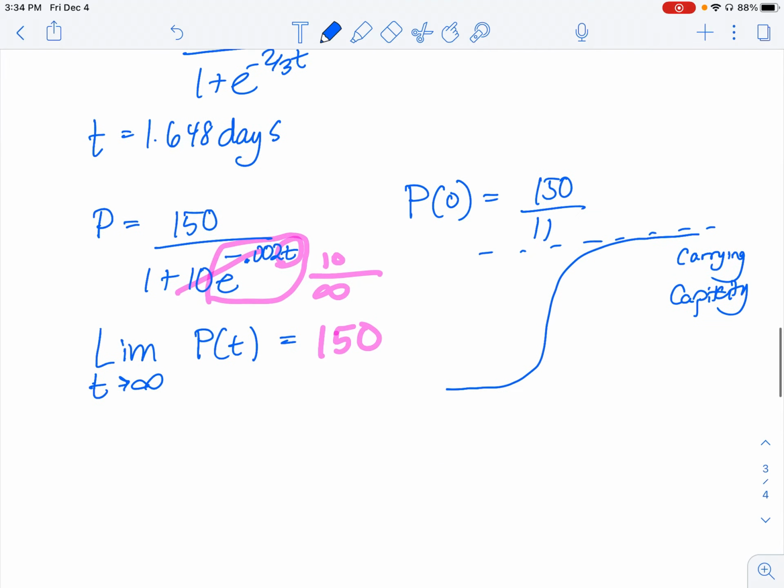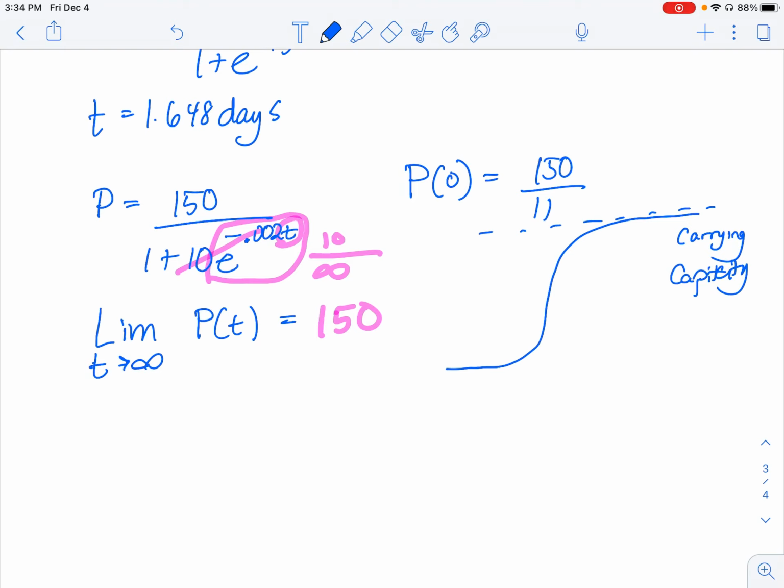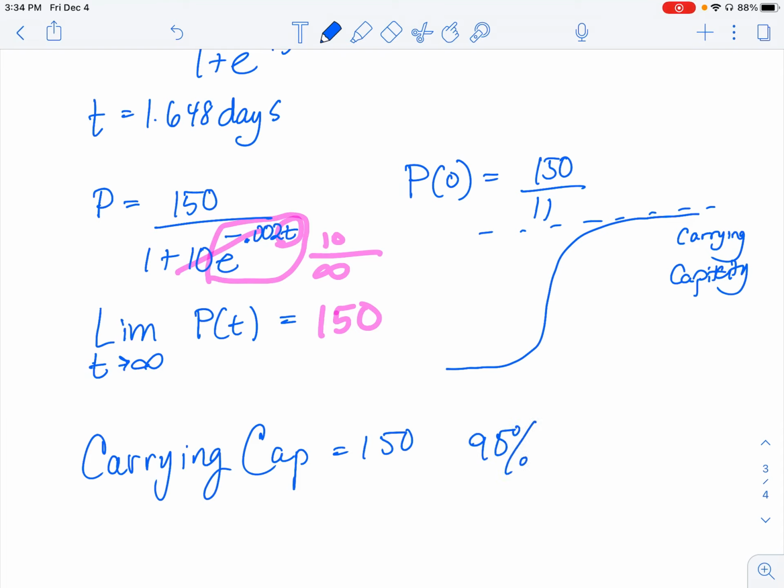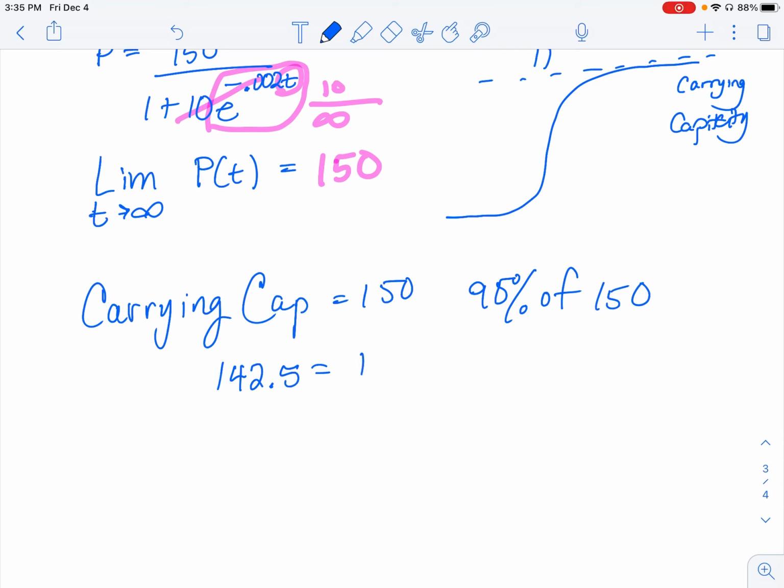Okay, at what time will it be within 95% of the carrying capacity? Well, the carrying capacity is 150. So I need 95% of 150. This was just like was on the review. So those of you who skipped out on the review didn't necessarily get that, which was 142.5 is equal to, and we're going to, again, algebra 2, 150 over 1 plus 10 e to the negative 0.002 t, and you solve for t.